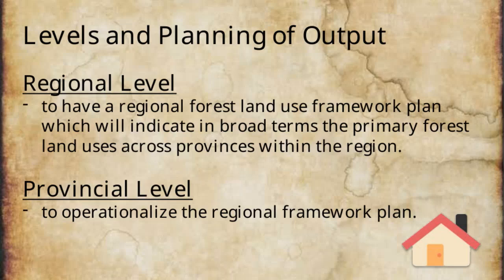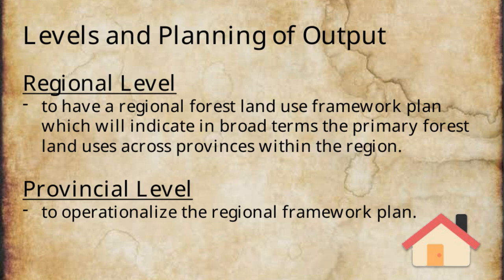Now, let's take a look at the levels and planning of output. Starting with the regional level, the goal here is to develop a regional forest land use framework plan. This plan serves as a broad guide that outlines the primary forest land uses across different provinces within the region. Think of it as a high-level map that helps us understand where different types of forest activities should be prioritized or managed. Moving down to the provincial level, the focus shifts to operationalizing that regional framework plan.